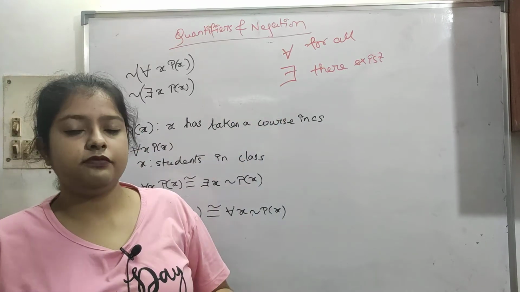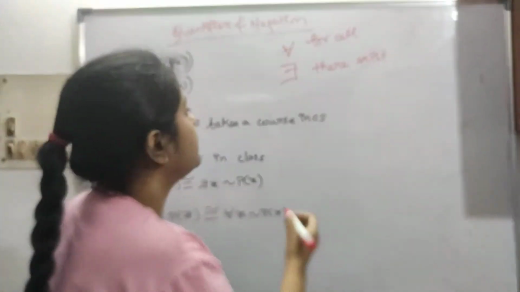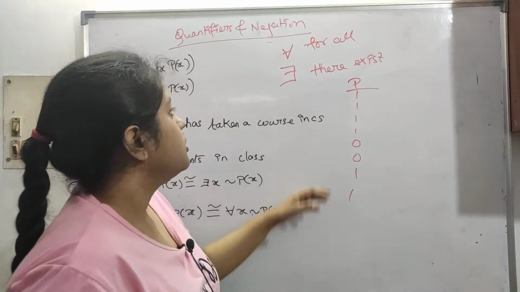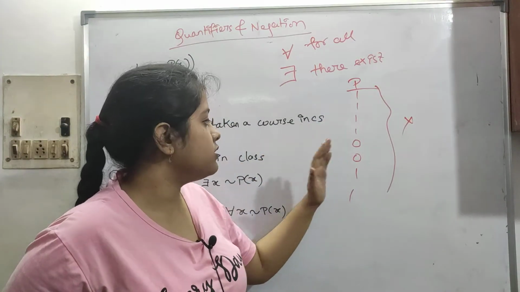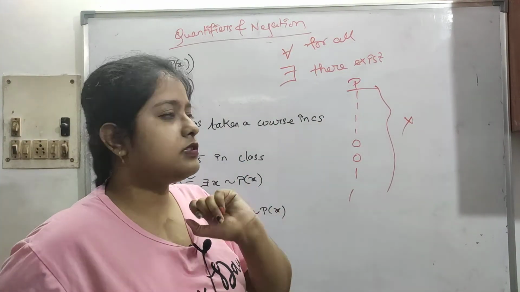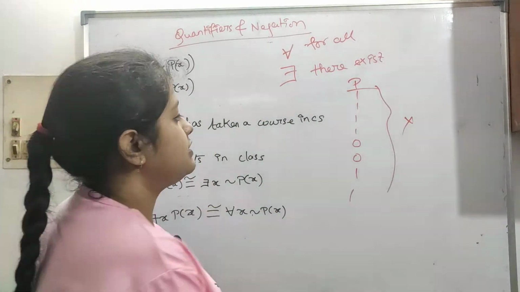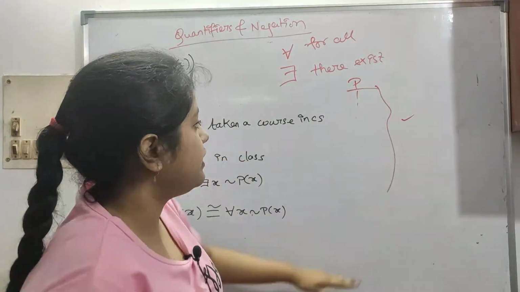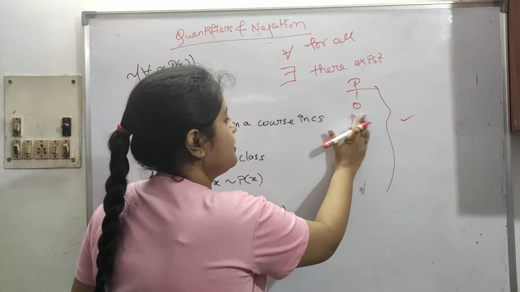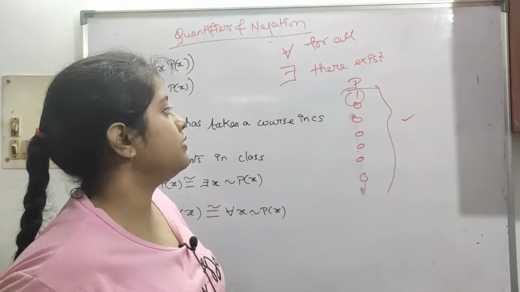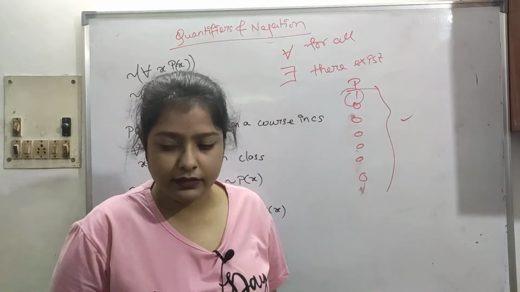For there exists, it means if there are several conditions like this: p has 1 1 1, then 0 0 1 1, then for all will say this is not true. So for all, all the truth values have to be 1, then only for all will say it is correct. But there exists will say yes, this is true, because at least any one is present. Everything can be 0 0 0 0, but if at least one correct value is there, then there exists will say yes, it is correct. So this is very important.